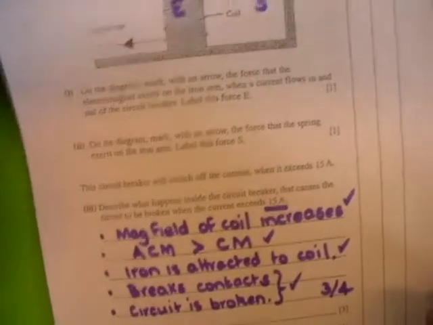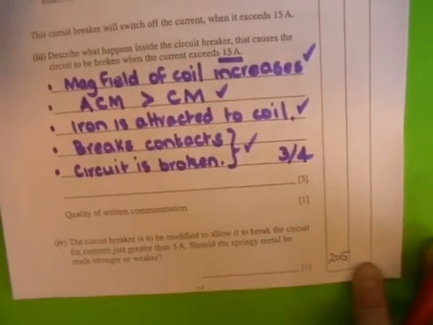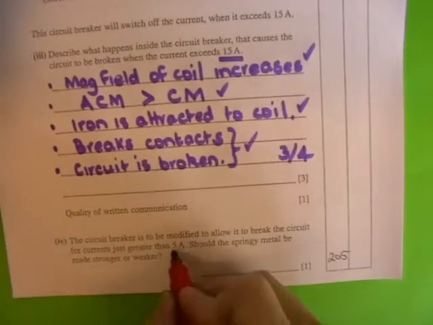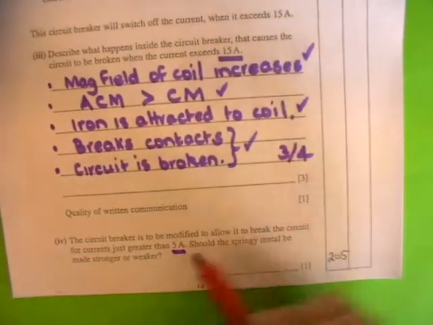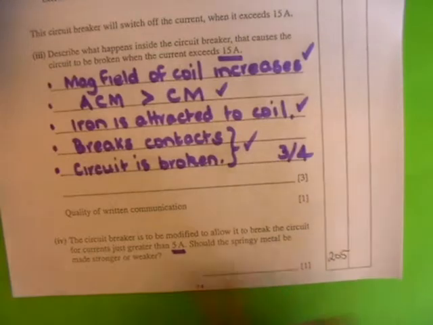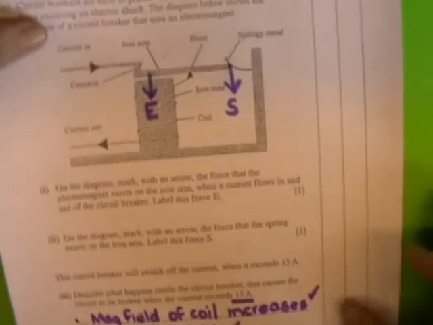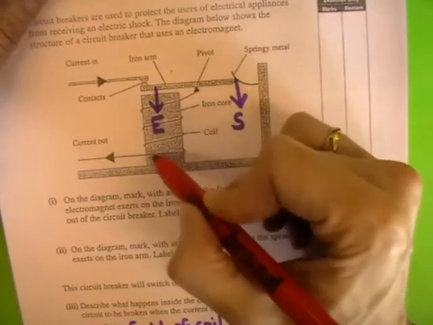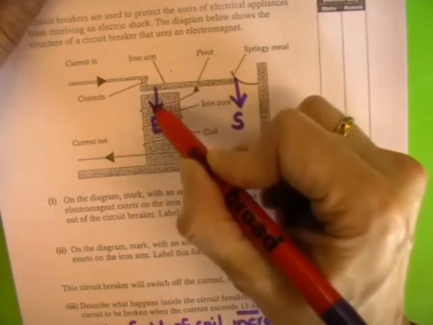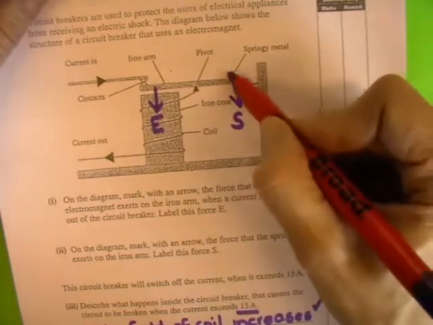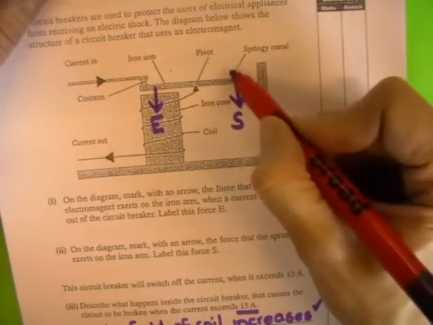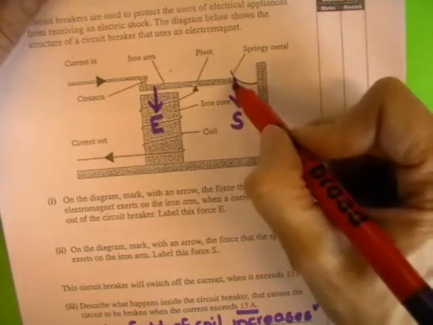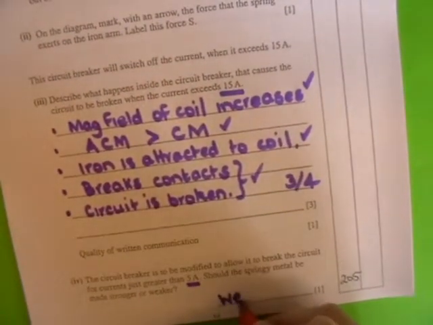Right, the circuit breaker is to be modified to allow it to break the circuit for currents just greater than 5 amps. So we were talking about 15 amps up here, they're only talking about 5 amps. Should the springy metal be made stronger or weaker? Now that circuit will always work provided that this is balanced. If you want this to break whenever this is only 5 amps which is flowing through the coil, you want that to be able to move down at 5 amps, so that you have to make that springy metal strip or this springy metal part much weaker to make sure that it allows it to move up whenever this is only 5 amps. So the answer down there is weaker.